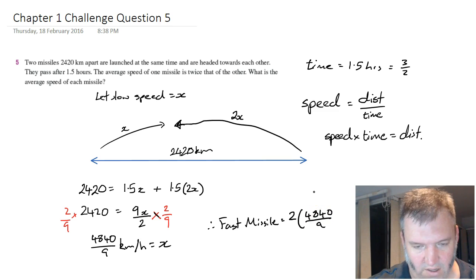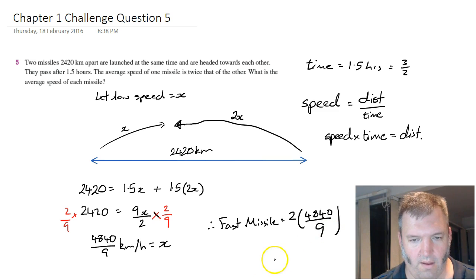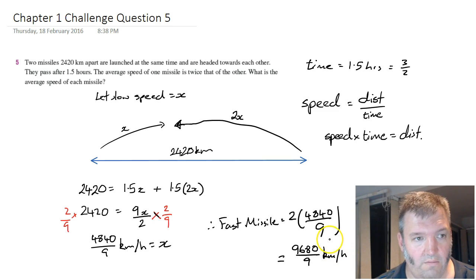Let's make that look a little bit prettier. So what's that? 9,680, so 9,680 over 9 kilometres per hour. And that's the average speed of each missile.